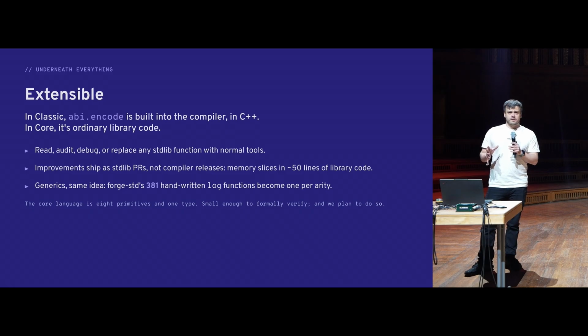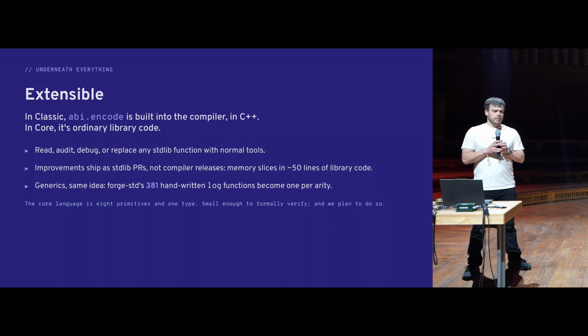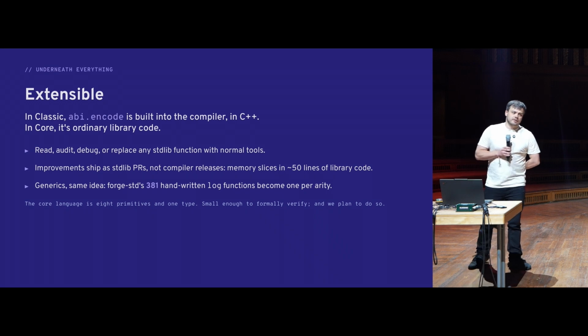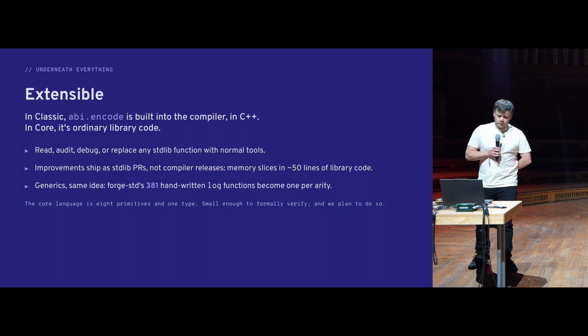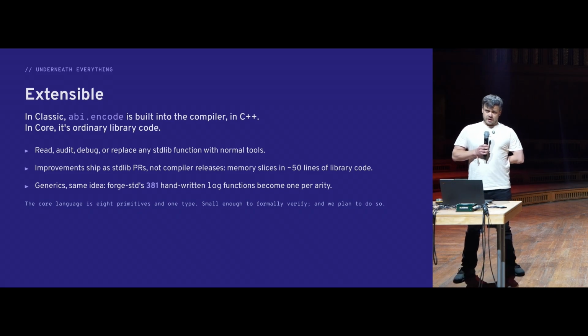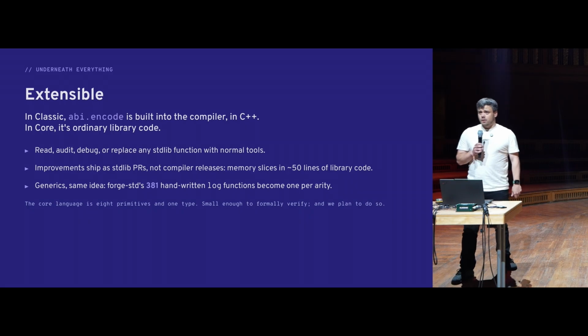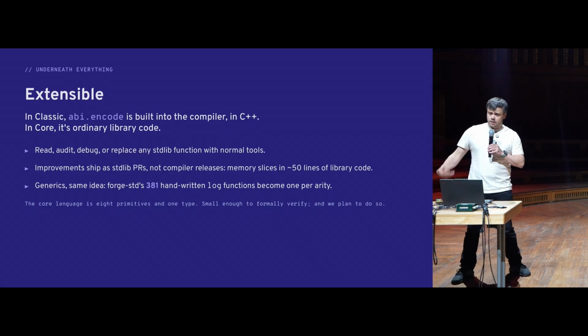And a cool example of this is just last week, we had someone implementing memory slices in around 50 lines of code in the standard library in a couple of hours. And he told me after that this took like a month to build into the compiler back in the day. So I think this is a pretty powerful showcase of how having a standard library in a smart contract language can be very useful.